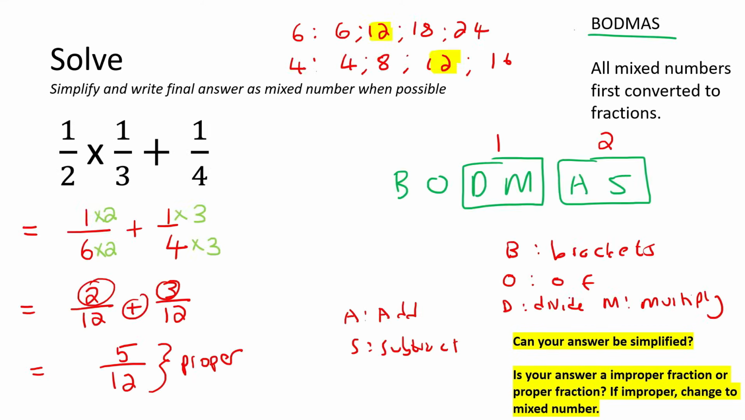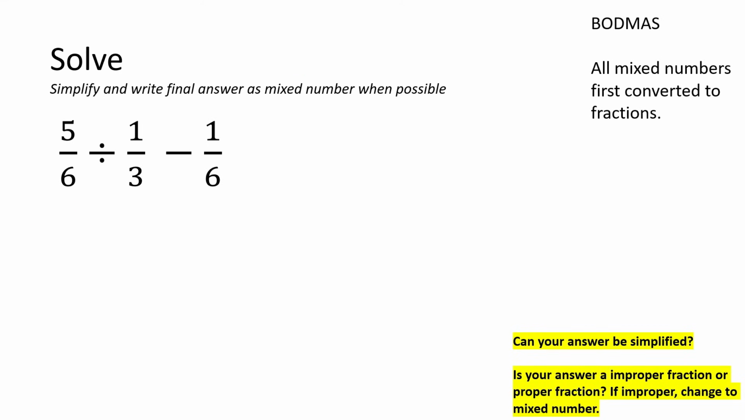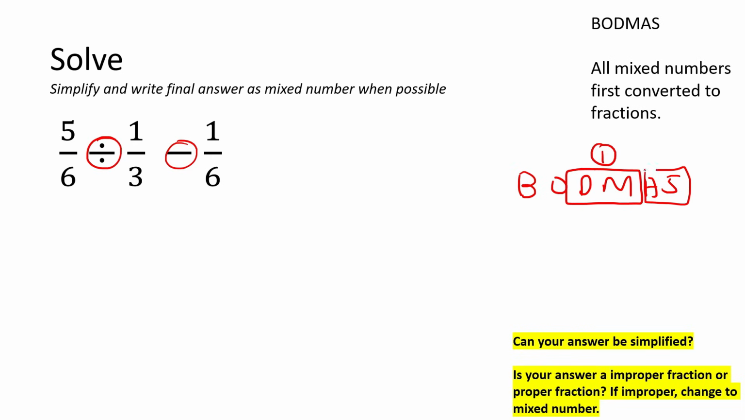Okay. So let's do this one now. So with BODMAS, what can we see here? We can see there's a divide and there's a subtract. So if I write out BODMAS nice and big, we know that these two are more important than these two over here. So anything in number 1 must always be done before anything in number 2. So we're going to do the divide.